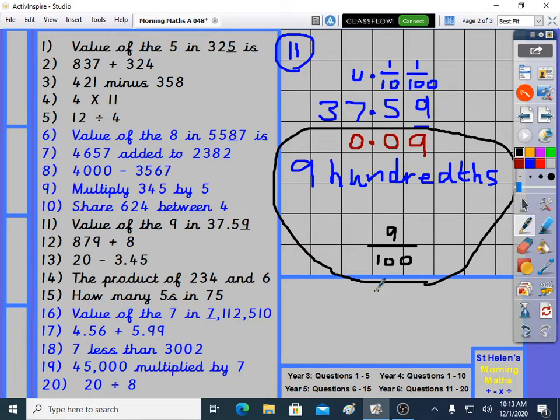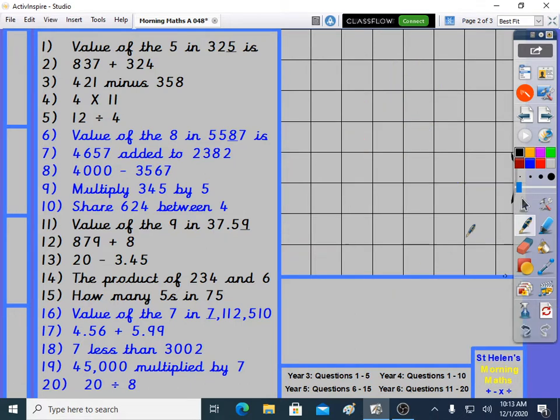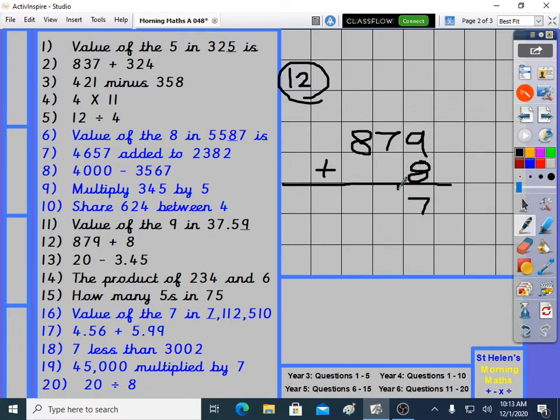Let's go to question 12. Nice little easy question, just so we don't forget how to do easy things. Now, you could possibly do this in your head. Just be careful. If I add 8 to that, it's going to be 887. My technique is to do it in my head and do it on paper if it's easy, just to have a double check. 887.